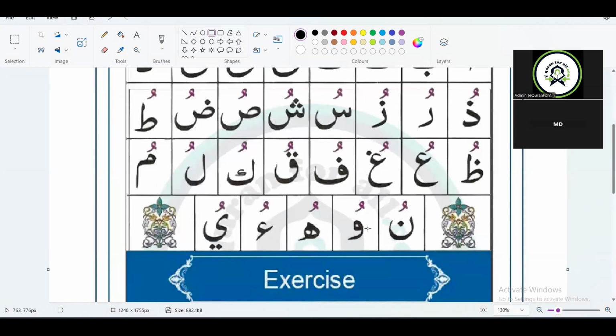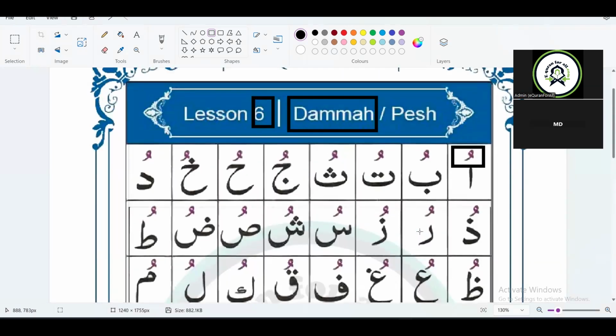And the Dhamma always comes on the top of the letter. So whenever you have a tiny wow on the top of any letter, we call that Dhamma, and the sound of Dhamma is U. We denote the sign with the letter O in English, and this sign we denote with the sound of Dhamma, U. Yes, O, but we pronounce it U.